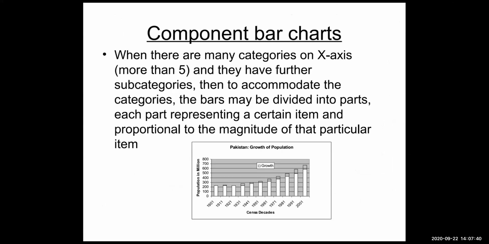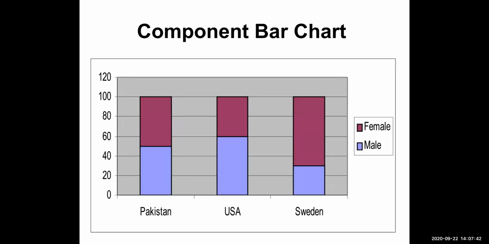This is an example of a component bar chart, wherein we can easily make out that in Pakistan, the ratio in pink is female and purple is male. In Sweden, we can easily make out there are more females as compared to males. So this way, in a component bar chart, when the data is more and it is subdivided, we can present it this way.